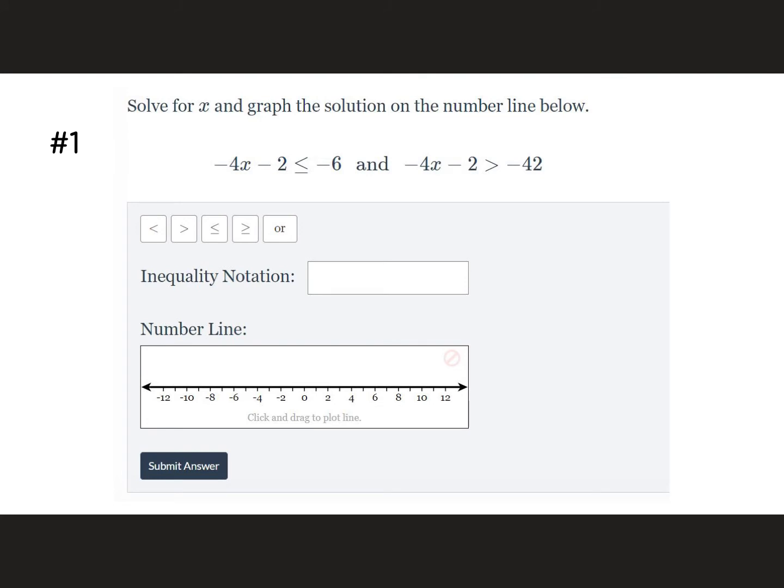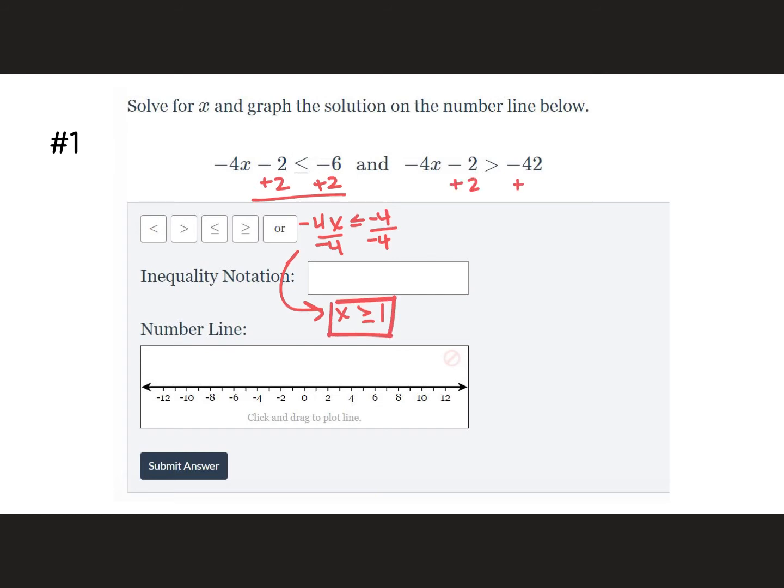So the first one I have is number 1. You're just going to solve the compound inequality. So when I look here at number 1, I would be adding 2 to both sides. That would give me negative 4x is less than or equal to negative 4. Divide by negative 4, and then I would get, I'm going to come down here and fill this out, x is greater than or equal to 1. I did have to flip the sign since I divided by a negative.